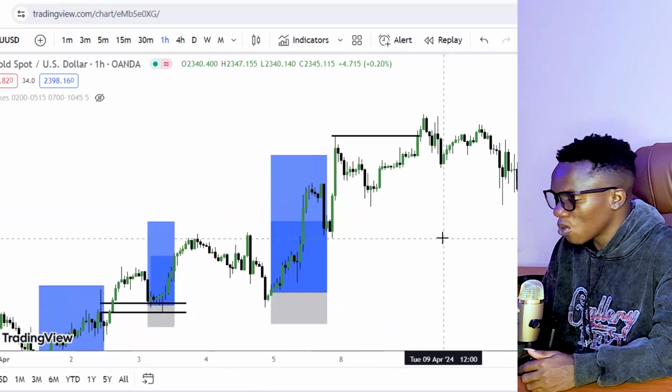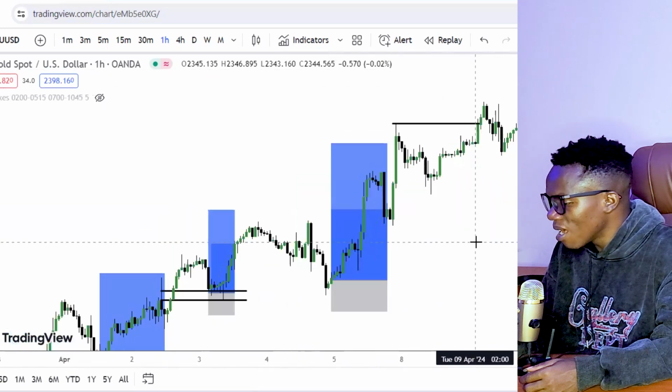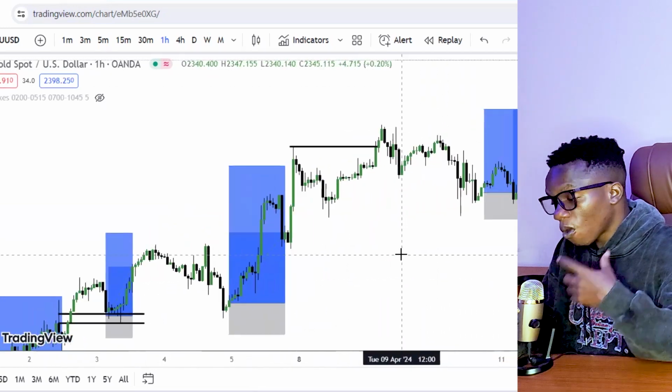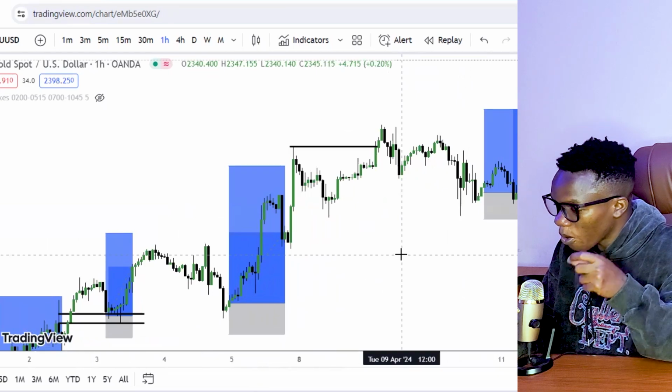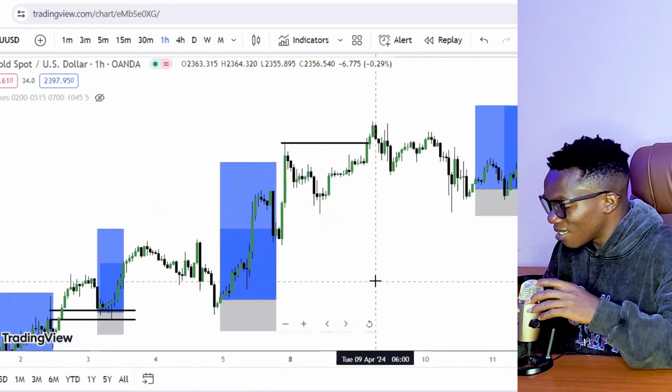Most of you guys don't know that there are some things we need price to do for us before we can take our entry. It's not just about a support or resistance area for you to take your entry. You need some confirmation pattern that this thing is going to work. So this pattern I'm giving you guys is the best confirmation pattern I have seen in this industry.